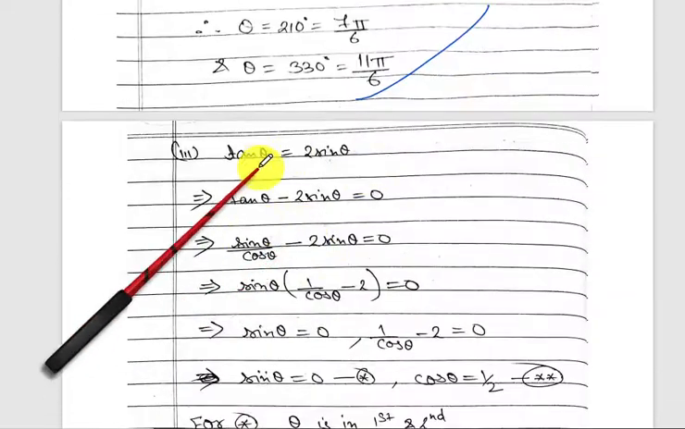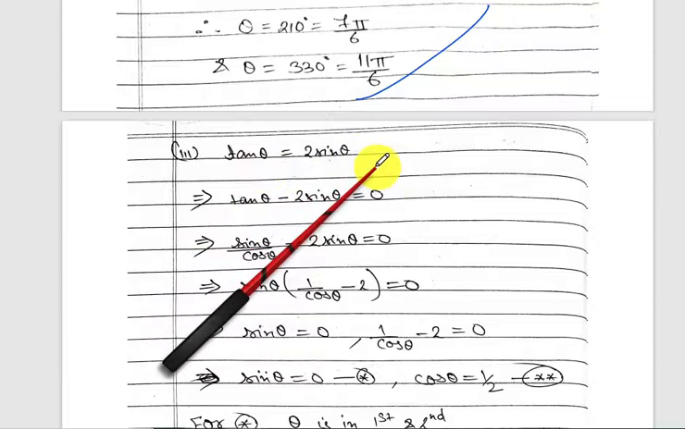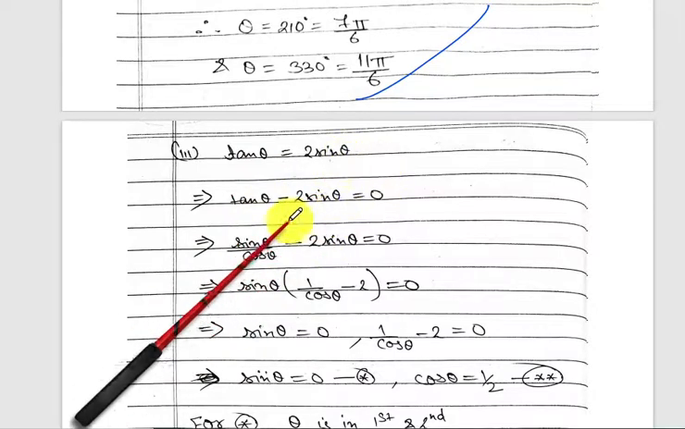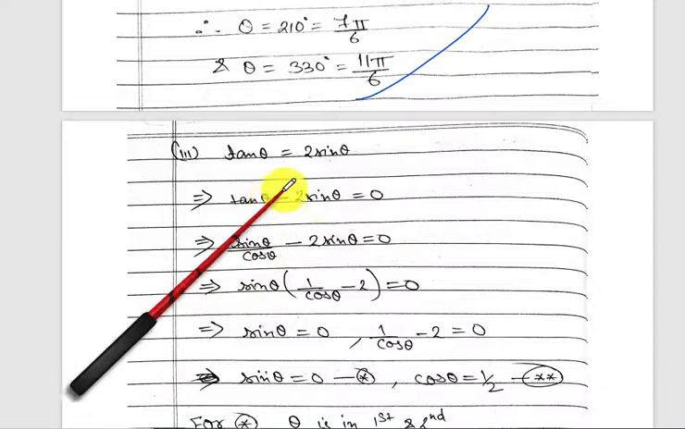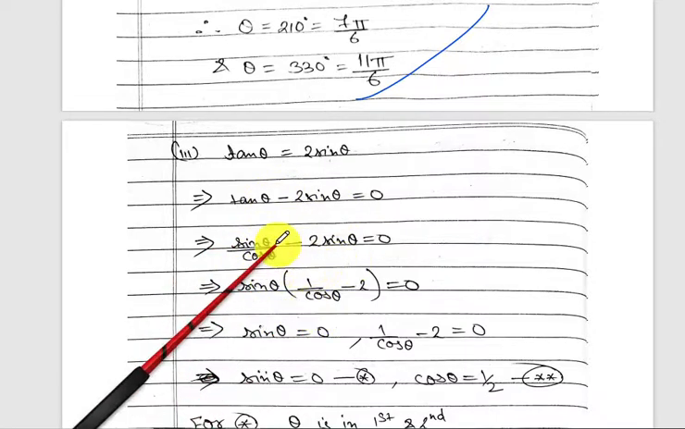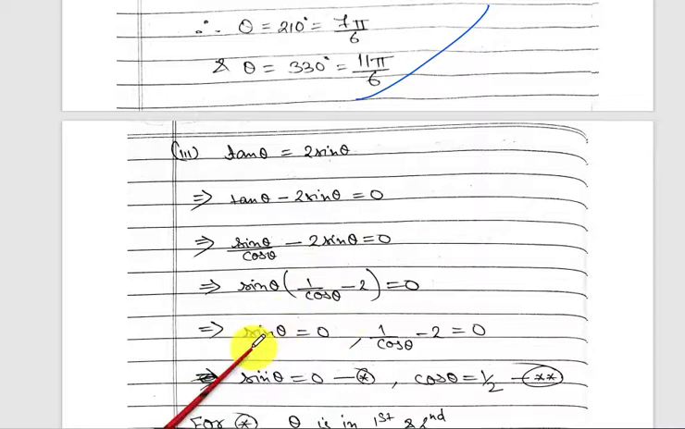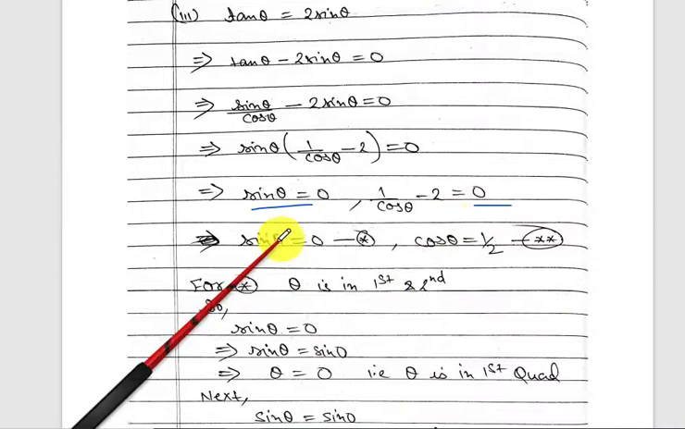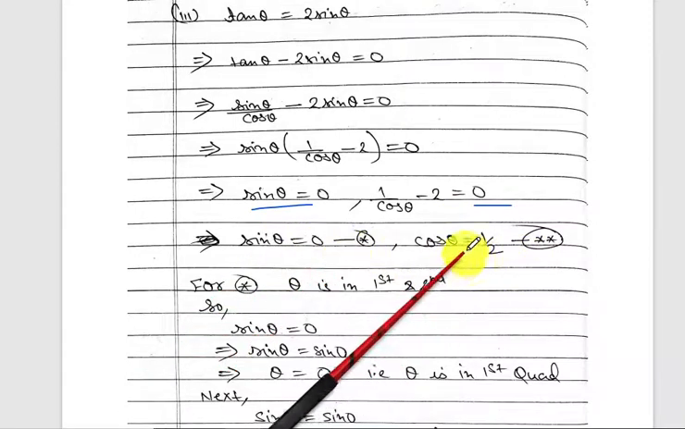Tan theta equal to 2 times sine theta. So bring this on left, and tan theta can be written as sine theta upon cos theta, and sine theta common, so you get this. So you get sine theta into (1 upon cos theta minus 2) equal to 0. So sine theta equal to 0, and here we get cos theta equal to half.